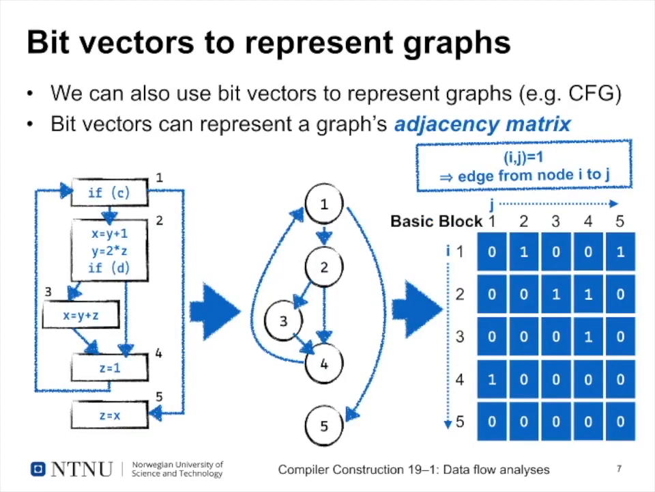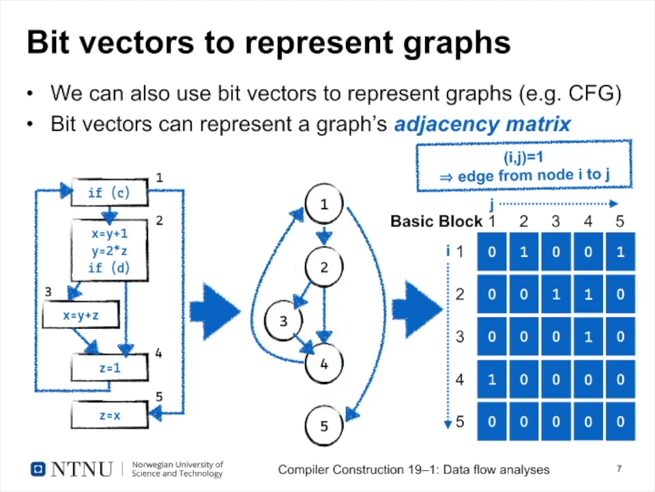So we can also use bit vectors to represent the graphs themselves. Bit vectors can represent a graph's adjacency matrix. What we do is we have our control flow graph here on the left-hand side. We can transform it to a bit simpler representation here, just indicating the numbers of the basic blocks and the transitions that are possible, so the jumps or control flow edges that are possible between these.